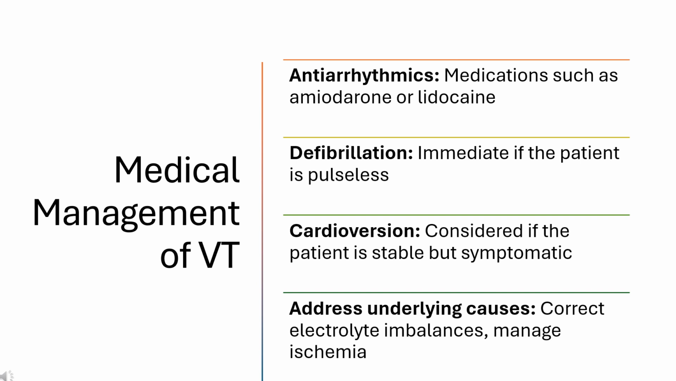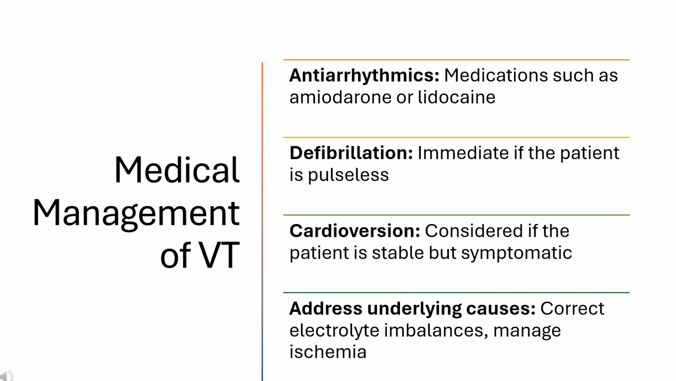Let's take a closer look at the medical management of ventricular tachycardia. Antiarrhythmic medications are used to control and convert VT to a normal rhythm. Common medications include amiodarone and lidocaine. Amiodarone is a potent antiarrhythmic that works by prolonging the action potential and refractory period in cardiac tissues. It is often administered intravenously in acute settings. Amiodarone can be given as a bolus, followed by a continuous infusion to maintain rhythm control.